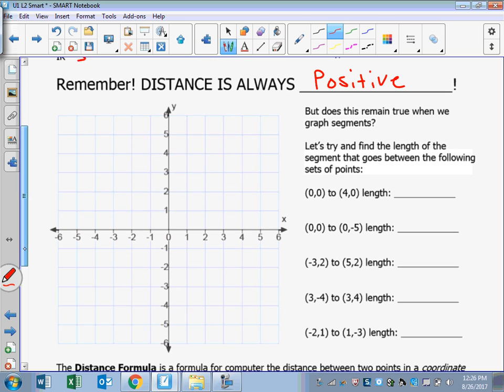So now we're talking about looking at distance on a coordinate plane. So let's try to find the distance, the length of these segments. So we got 0, 0 to 4, 0. Obviously, you can count the lines and you would get 4. We got 0, 0 to 0, negative 5. So 0, 0 again to 0, negative 5. You can count the lines on the grid, you get 5. Negative 3, 2 to 5, 2.